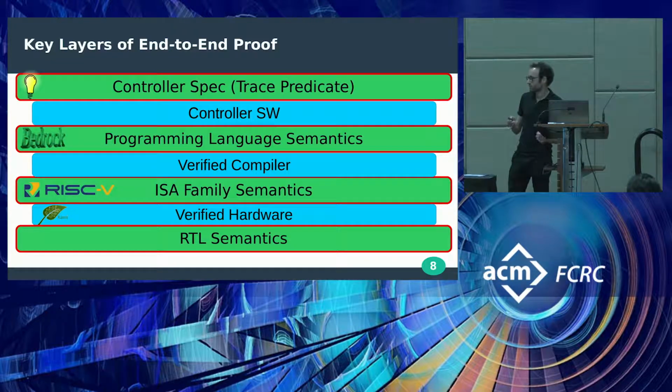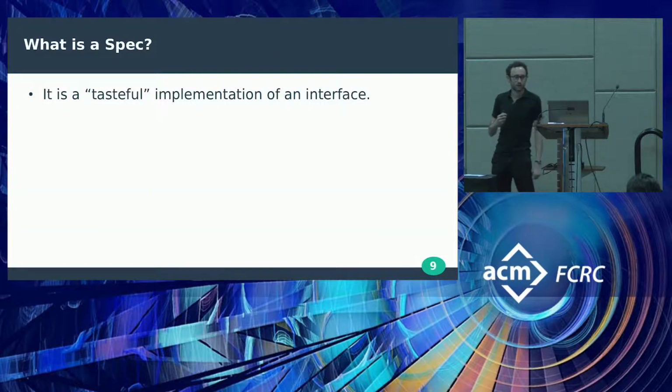So let me start by saying something about the ISA spec in the middle. A common question that arises talking to hardware engineers is, what really is a specification? It seems like kind of a suspicious idea that when you see a spec, it just looks like another implementation of an API.